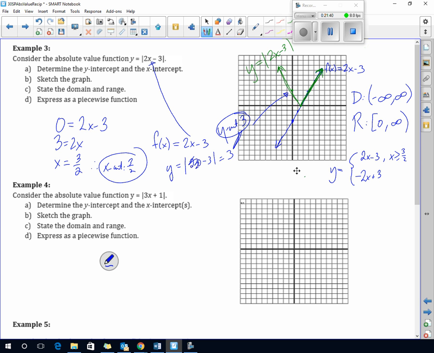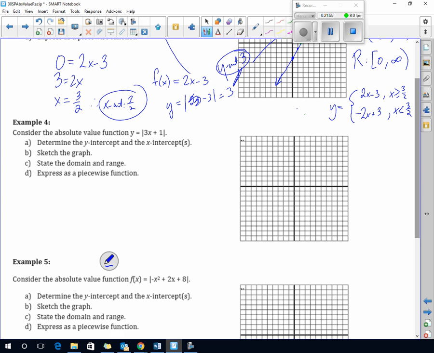Yeah? Okay, do you guys want to try example 4 by yourself? It's just a line again, people. It's just a line. Oh, listen carefully. The first graph we're going to graph is f of x equals 3x plus 1. How do I graph that?